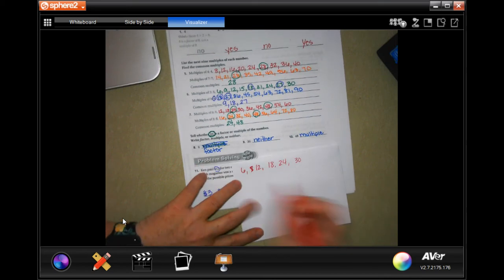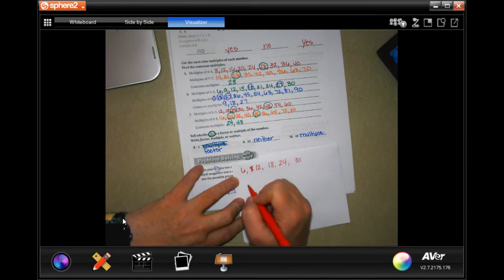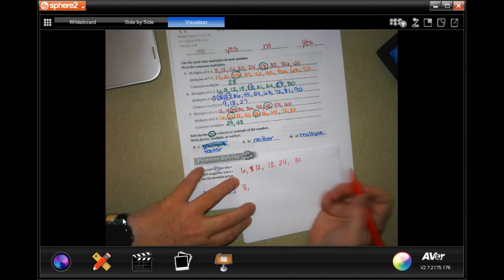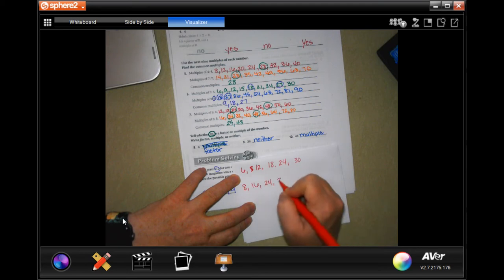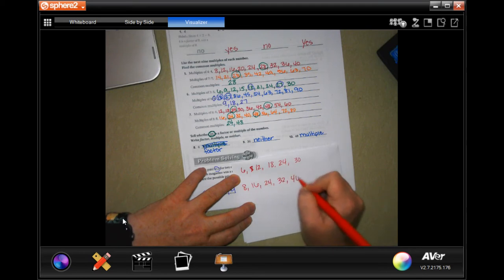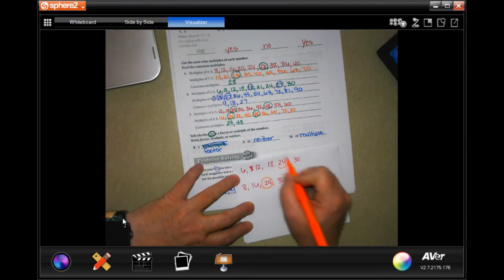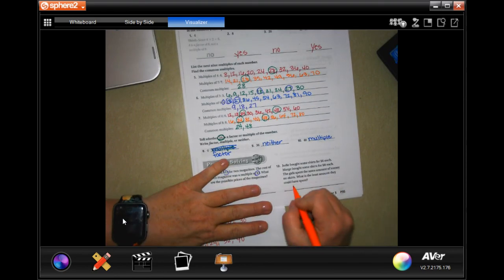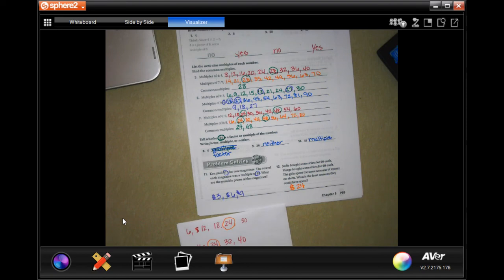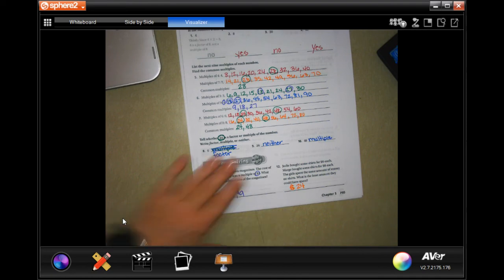Okay, we did 5 of those. Let's do 5 of the 8 to see what we get in common, okay? 16, 24, 32 and 40. Okay. It looks like the smallest number they have in common is 24. $24. Okay. All right.